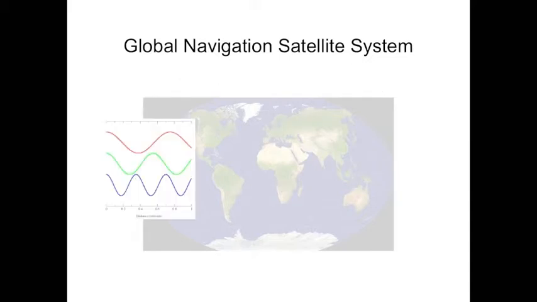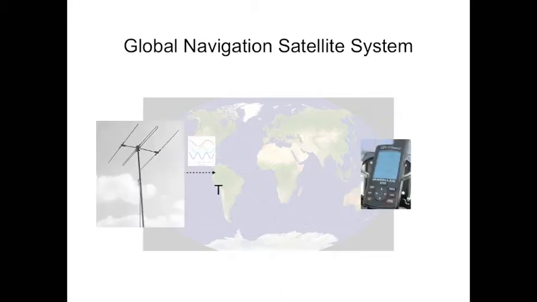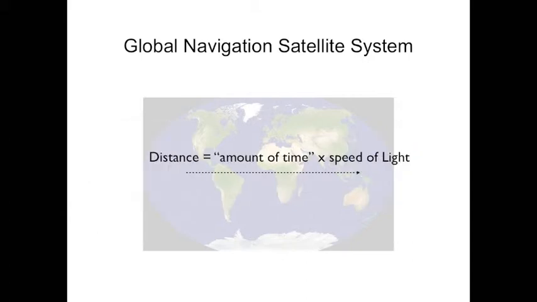GNSS reference locations broadcast accurately synchronized electromagnetic waves which travel from the transmitters to the user receiver at the speed of light. Now, if we send a signal at an instant t, it will reach the receiver at an instant t plus some amount of time. This amount of time times the speed of light gives us the distance between the reference and our receiver. The task of the receiver consists of estimating those propagation delays.